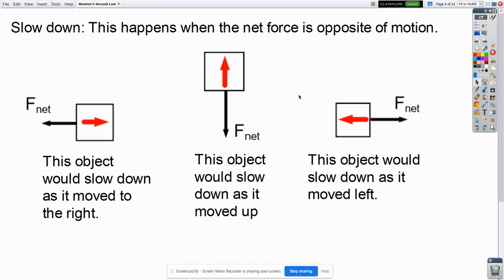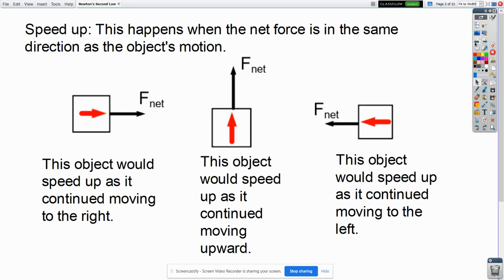This is like throwing a ball up into the air. When you throw a ball up into the air, it's moving upward, but gravity pulls on it in a downward direction. So as the ball goes up, it would slow down, slow down, slow down, and eventually stop. If that downward force were to continue like gravity does, that object would then turn around and head the other direction. It would flip that arrow, in which case it would be pointing in the same direction as the object's motion, and the net force, it would speed up on its way to the ground.